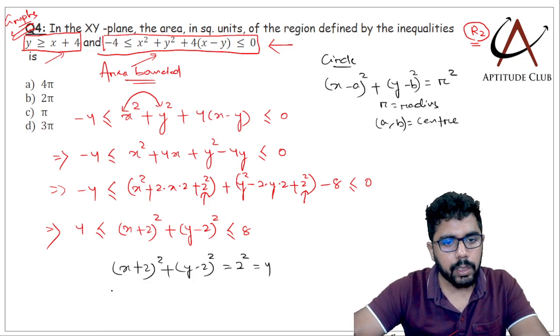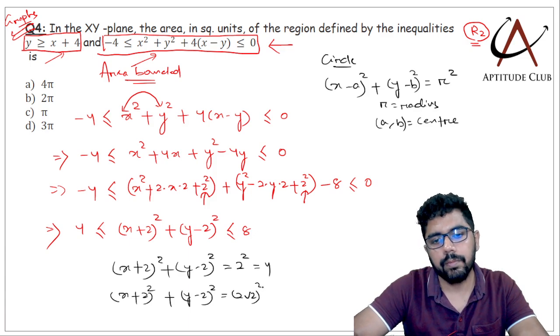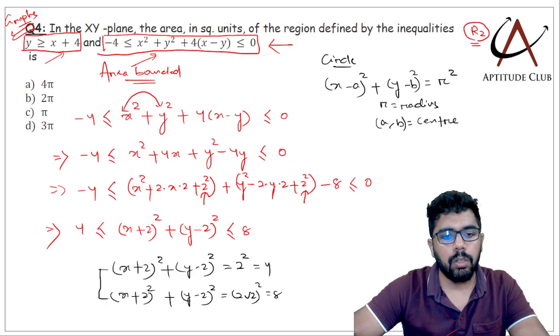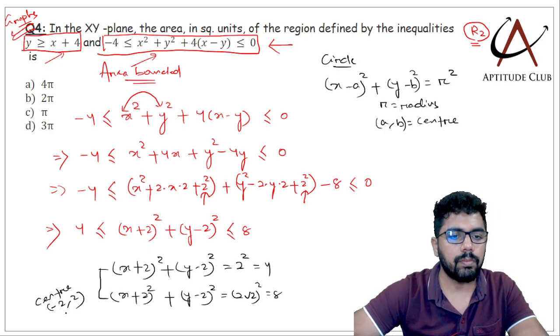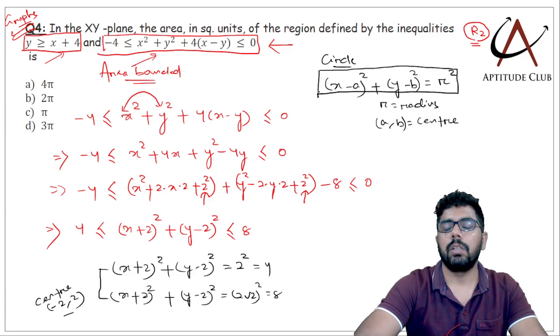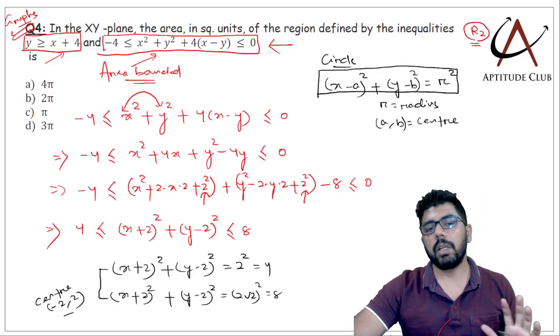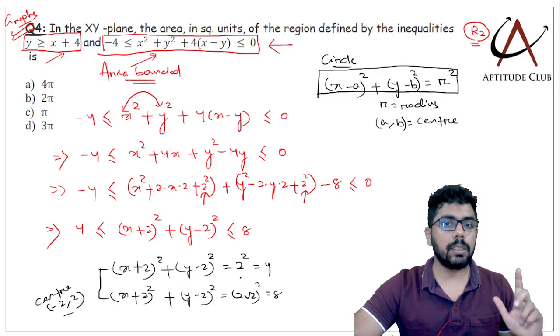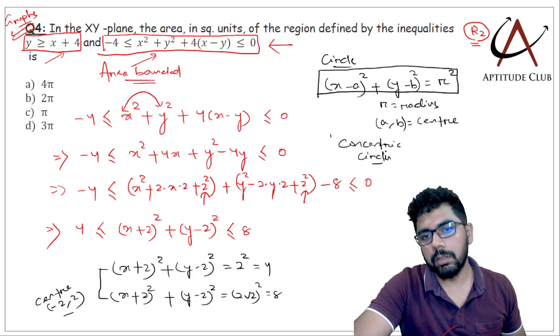So on one side it is this, and on the other side I'll have x plus 2 whole square plus y minus 2 whole square. I have 8, which is 2 root 2 square. So here the center of both the circles is the same, minus 2 and 2. It has to be in this form, x minus a whole square plus y minus b whole square. It is x minus minus 2 whole square and y minus 2 whole square. Center is minus 2 and 2, and the radius is different. Basically concentric circles. I have two concentric circles.